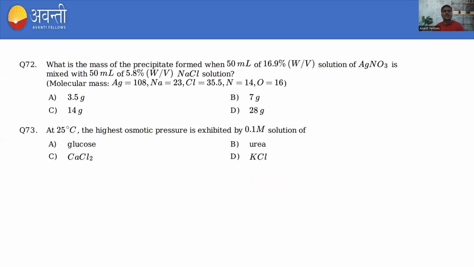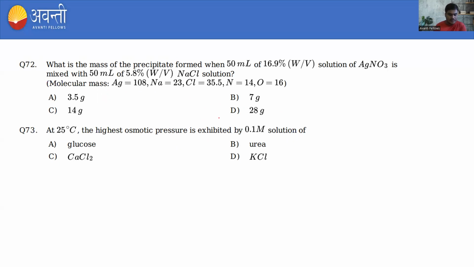Chal. What is the mass of the precipitate formed when 50 ml of 6.9% weight by volume solution of AgNO3 is mixed with 50 ml of 5.8% weight by volume NaCl solution? So we have molecular masses: Ag 108, Na 23, and the rest is given. So you just need to calculate this value, hai na? Chalo.